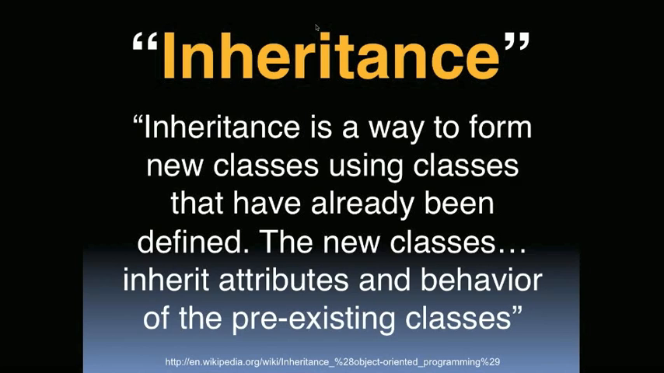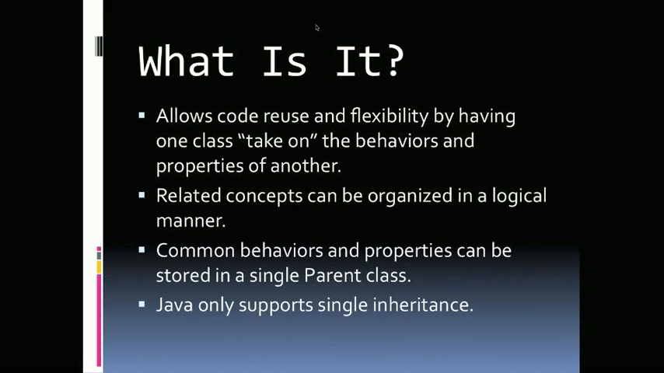Inheritance is a way to form new classes using classes that have already been defined. The new classes inherit attributes and behavior of the pre-existing classes. What does this come down to? What does this mean? Well, let's expand on that. Inheritance gives us the ability to reuse existing code by having one class take on the behaviors and properties of another. It allows the code within a given project to be a little bit more flexible.